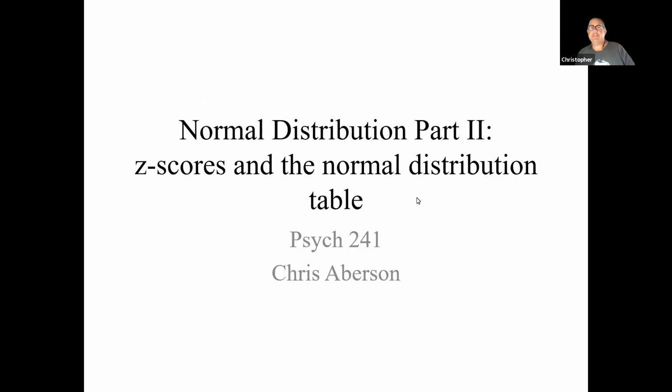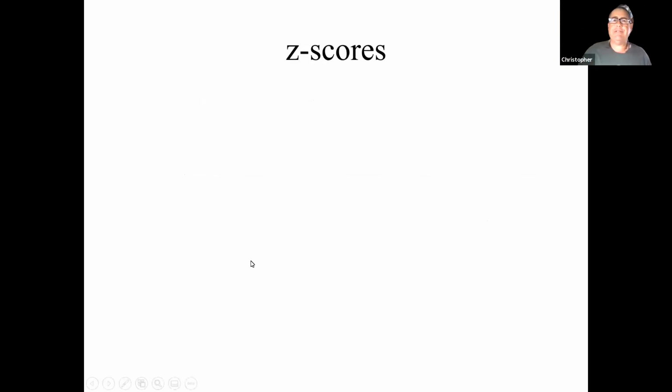All right, normal distribution part 2, Z-scores and using the normal distribution table. I'm going to show you a couple of different ways to get areas under the normal curve. We'll use a normal distribution table just because that's kind of the textbook way, but then I'll show you later how to do this in R and not have to mess around with that stuff. All right, so Z-scores.